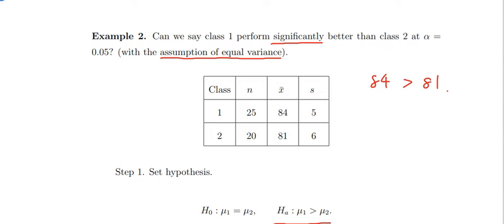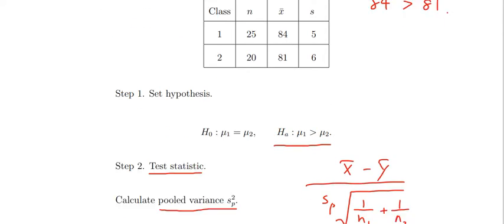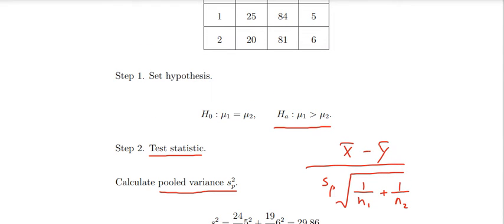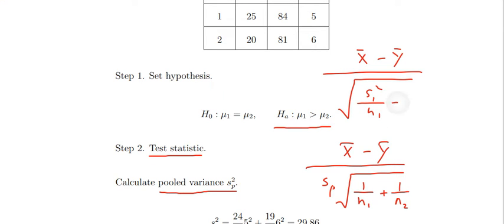So we can say that if we assume values are equal, then we should use this formula to test the statistic. So here we have 2 formulas. If we do not assume values equal, we use x bar minus y bar over the square root of s1 square over n1 plus s2 square over n2. We have 2 formulas, so don't get confused.